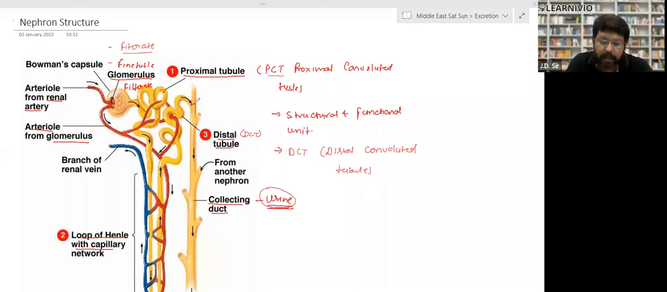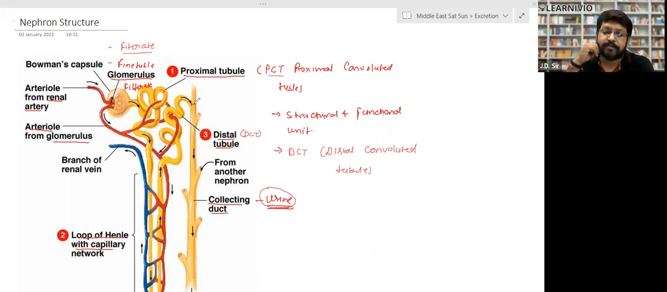Right. Filtrate contains urea, water, minerals, glucose, amino acid, and other important substances along with nitrogen waste. Full stop. Next point.